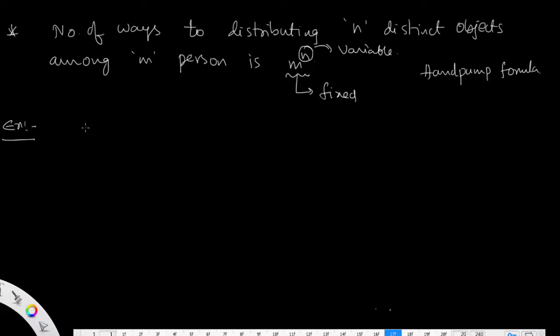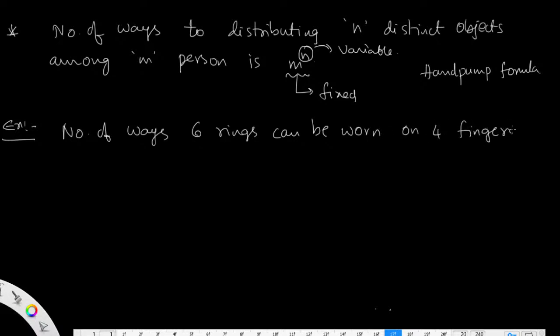Example we can take. Number of ways 6 rings can be worn on 4 fingers of one hand is dash. So here the 4 fingers are fixed and the rings are variables.